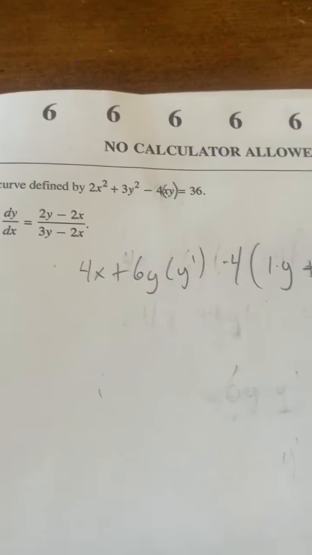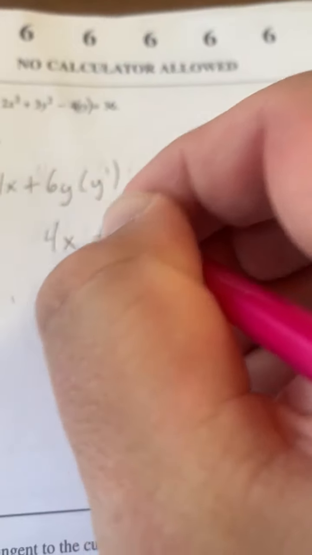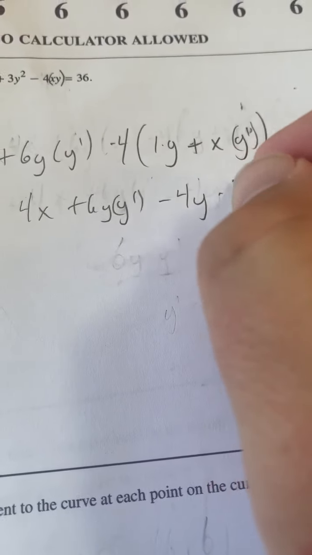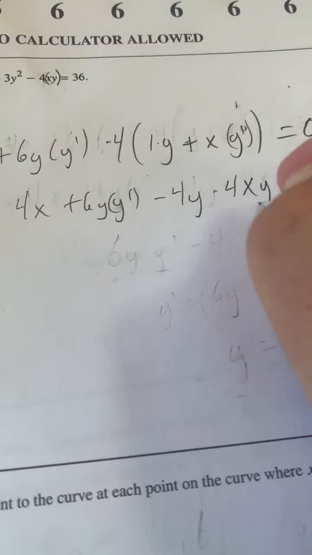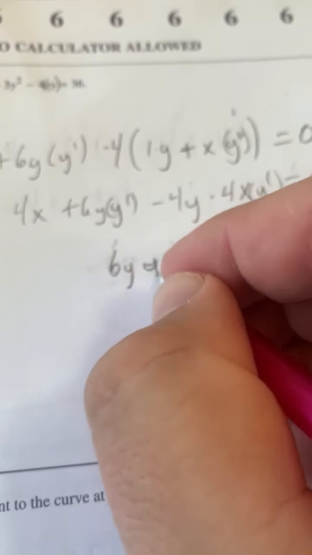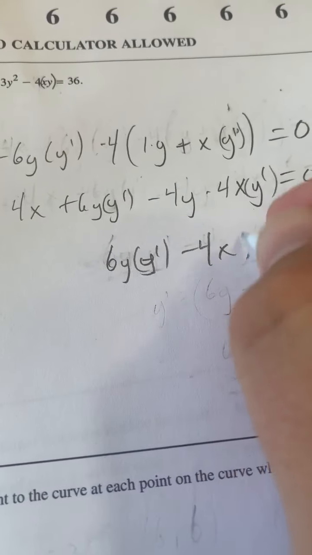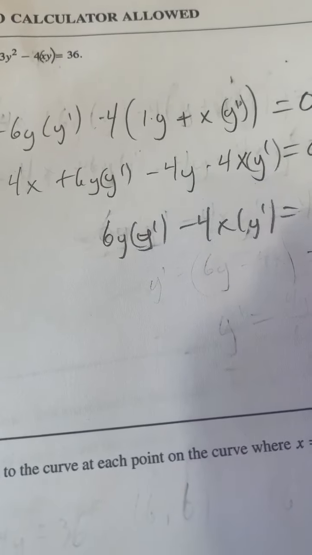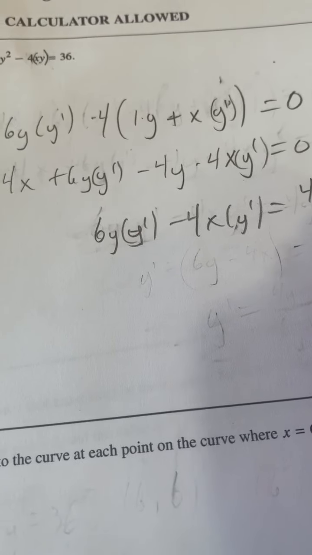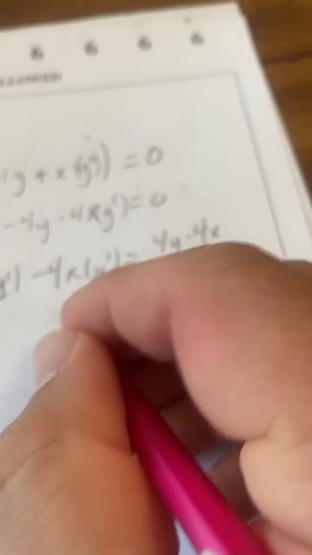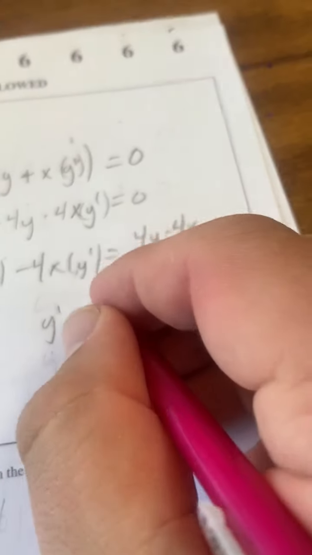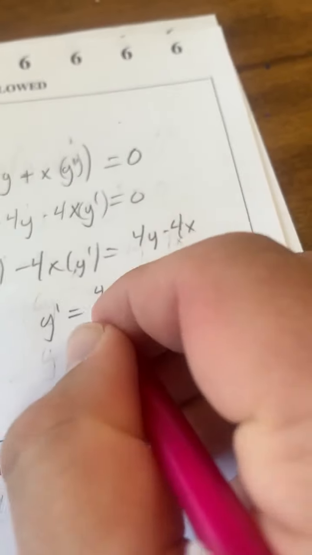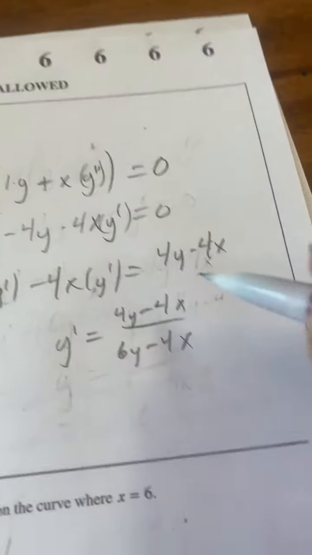Derivative of 36 is 0, so I get 4x plus 6y y prime, minus 4y minus 4x y prime equals 0. Keep the y primes over here. So 6y y prime minus 4x y prime equals 4y minus 4x. Then I divide, so I get y prime. I factor it out and divide, so I get (4y minus 4x) over (6y minus 4x). If I divide everything by 2, I get what they gave me.